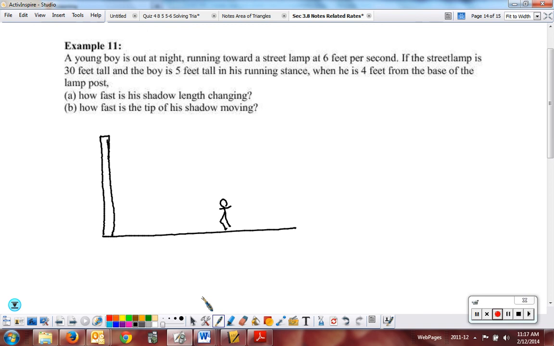Is there any constant? Big lamppost, he gets caught. Yeah. The street lamp is 30 feet tall. That's a constant. Constants, do not make them variables. Constant, 30 feet tall. What else is constant? The boy is 5 feet tall. I don't believe he's changing any. People don't grow that fast. So we're ignoring that. He is 5 feet tall.